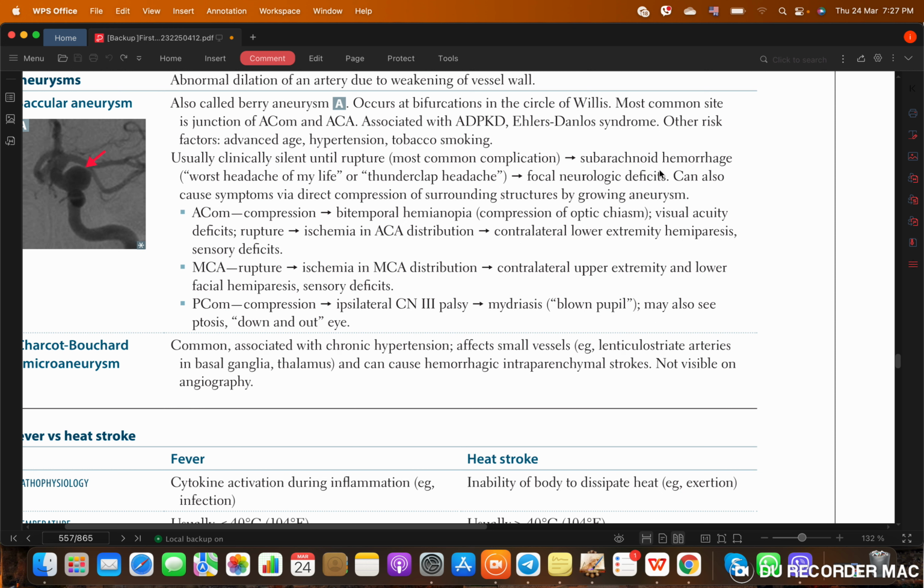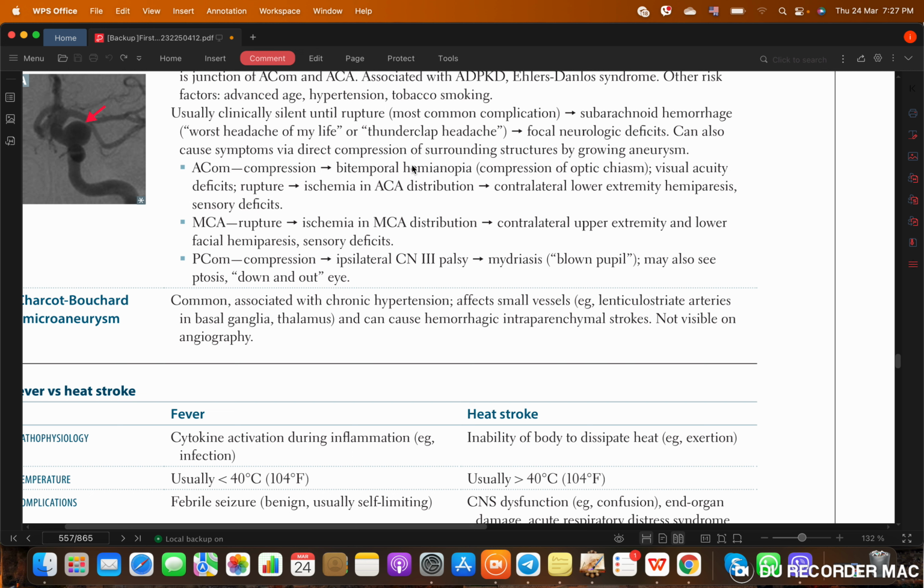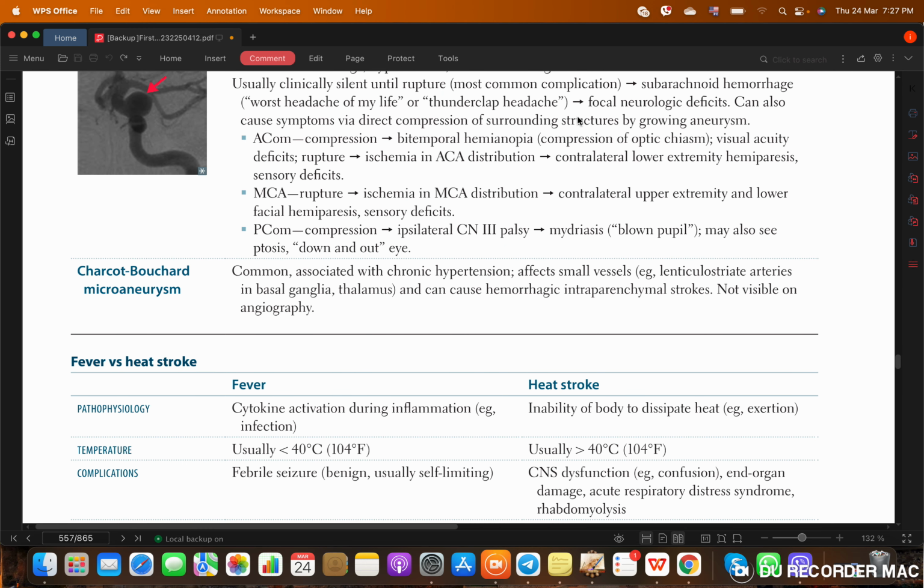Subarachnoid hemorrhage, when it occurs after the bursting of the aneurysm, the patient will be complaining of the worst headache of my life, or a thunderclap headache. It's like an electrical shock to his brain that happens suddenly. And he will have focal neurological deficit according to the place of the hemorrhage. It can also cause symptoms via direct compression of the surrounding structures by a growing aneurysm.